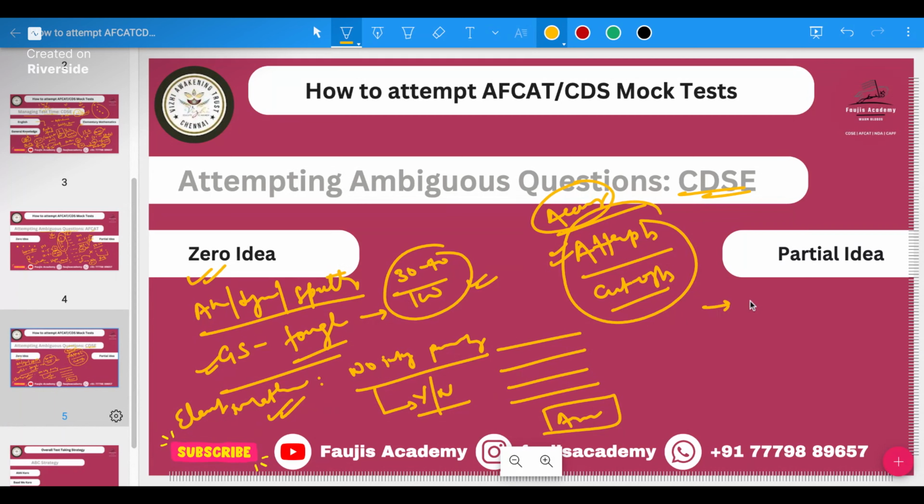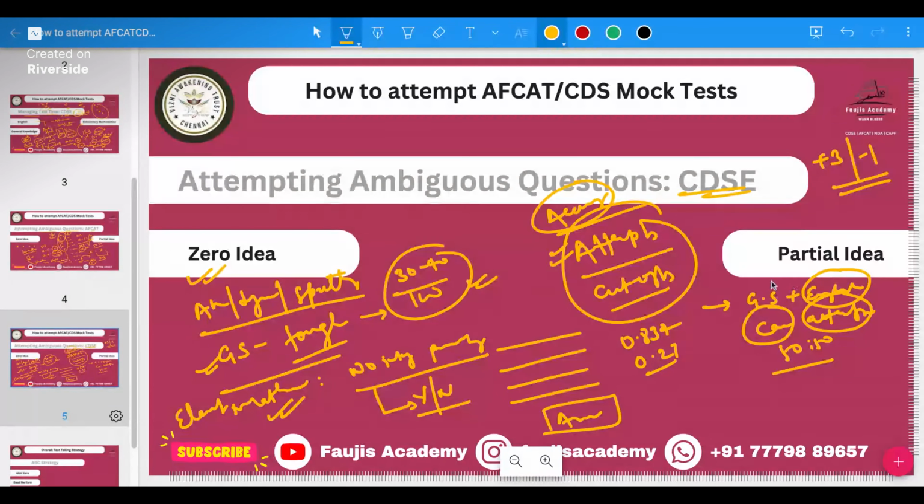The partial idea case: yes, in GS and English, you can attempt. 50-50, attempt it, because the same is the case with CDS as well. It is 0.83 in positive and 0.27 in your negative, right? Which is essentially your plus 3 minus 1 scenario that we have in the AFCAT examination, right guys? So 50-50 questions, attempt them over here.